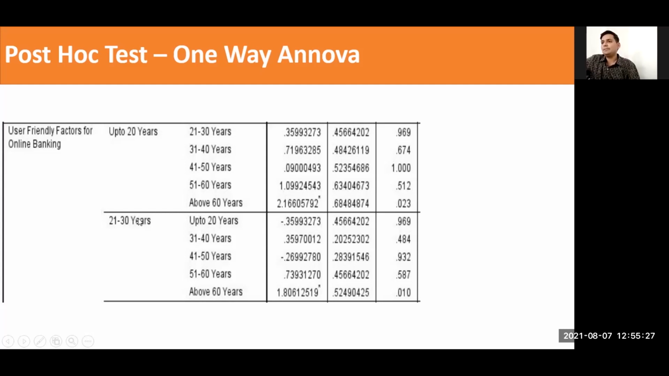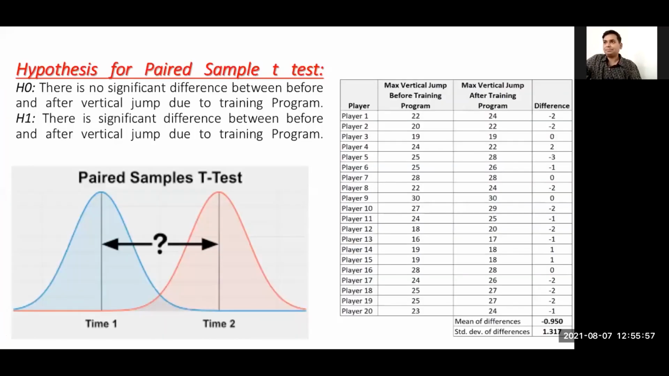That means the 21 to 30 years age group, their perception about the user friendliness factors for online banking, differs from the age group above 60 years. That means up to 20 to 60 years all have almost similar thinking, or you can say similar perception, about the user friendliness of online banking. But if we reach above 60 years, they have a different perception about online banking. This is the analysis that you can derive.